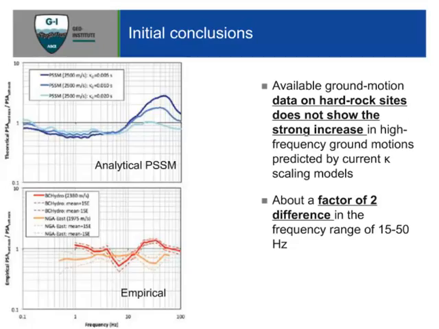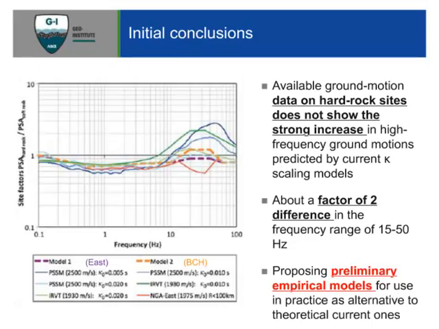So preliminary conclusions are that data on hard rock sites, the few we have, doesn't show this very strong increase at high frequencies, and the difference between analytical and empirical models is very roughly a factor of 2. So the initial conclusion from our case study is basically these two lines, the orange and the purple, coming from our data that we analyzed.